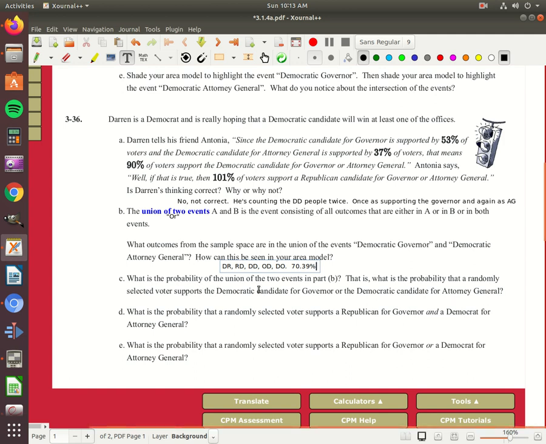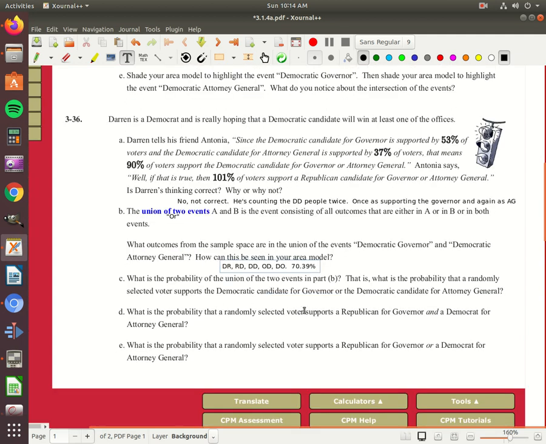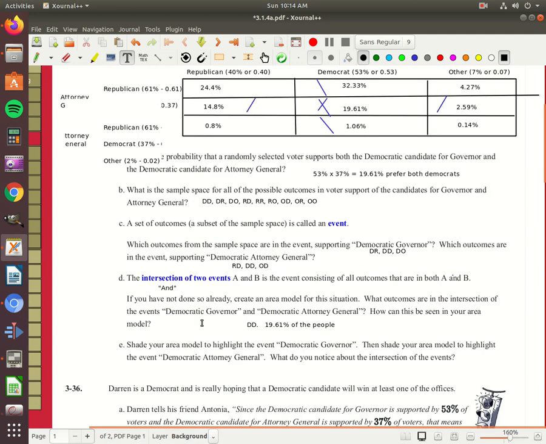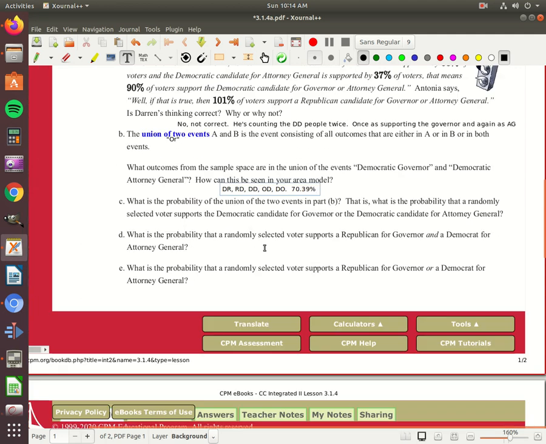So it says, what's the probability of the union of these two? I already answered that. We got 70.39%. It says, what's the probability that a randomly selected voter supports a Republican for governor and a Democrat? So now we're looking at an intersection question. So they have to have the Republican governor and the Democratic attorney general. So the Republican governor and the Democratic attorney general, we'll say it's 14.8%, right? Because it's an and question.